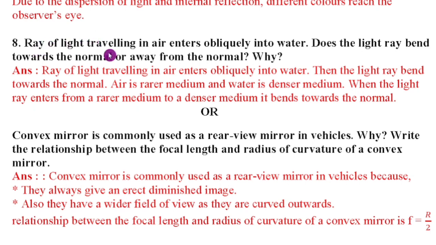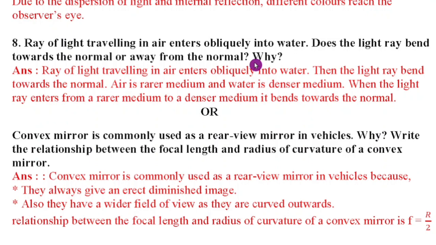Eighth question, a ray of light traveling in air enters obliquely into water. Does the ray of light bend towards the normal or away from the normal? Why? So here you have to know the refraction of light. So you have to understand the concept. When light travels from a rarer medium to a denser medium, we know that it bends towards the normal. When it travels from denser to rarer, it moves away from the normal. So if you know that concept, refraction of light, easily you can write the answer.